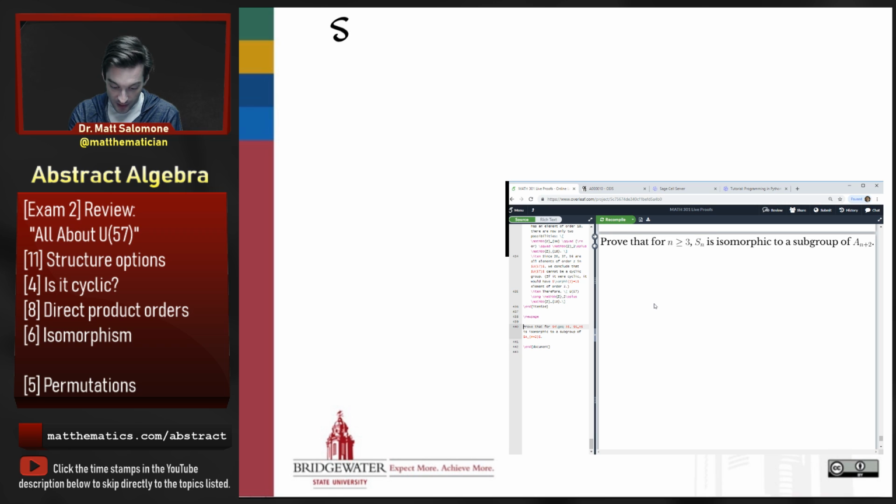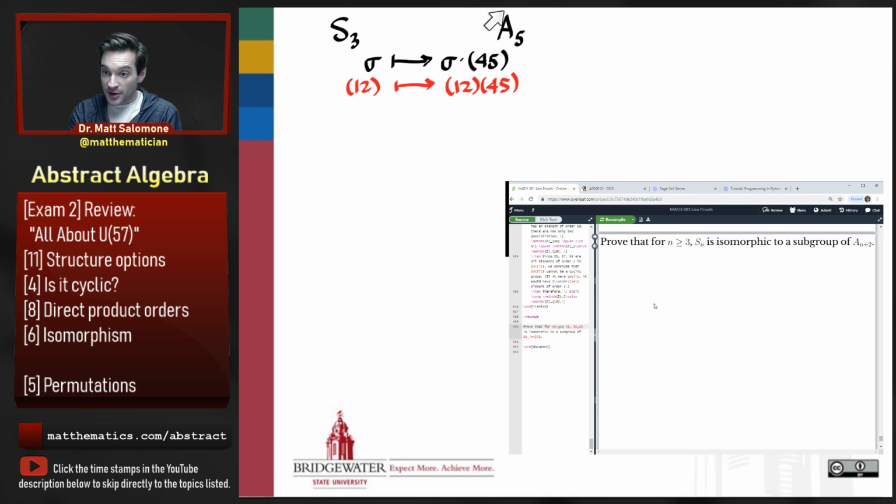Given any element in S3, I'm going to make an element in A5 just by composing sigma with the transposition (4 5). So, for example, this would send (1 2) to (1 2)(4 5). And if we think about that for a minute, (1 2)(4 5) is an even permutation of 5 symbols. (1 2) is an element of S3, and this is even because it's a product of 2 transpositions.